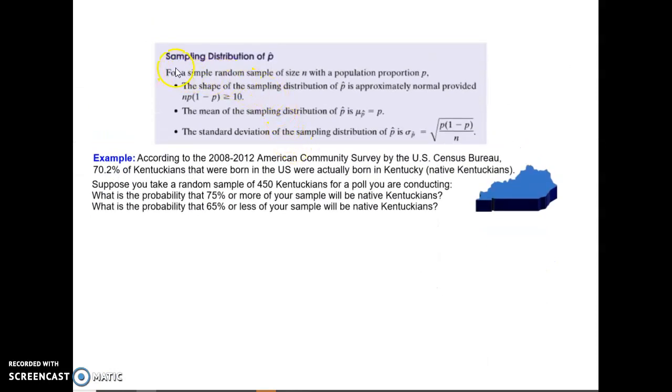Some criteria for the sampling distribution of p hat. The shape of the sampling distribution of p hat is approximately normal, provided that n times p times 1 minus p is greater than or equal to 10. The mean of the sampling distribution p hat will be the same as whatever the population proportion is. And the standard deviation of the sampling distribution p hat is given by this formula, the square root of p times 1 minus p over n.